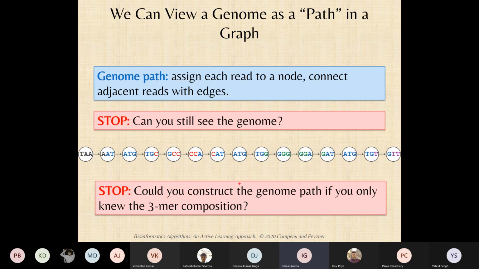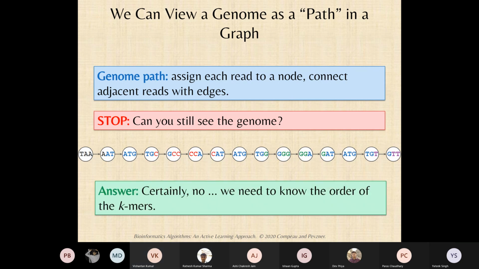Okay, so now could you construct the genome path if you only knew the 3-mer composition? Is that possible? Sir, what is genome path and 3-mer composition, just like this above? Yes, then exactly we can.